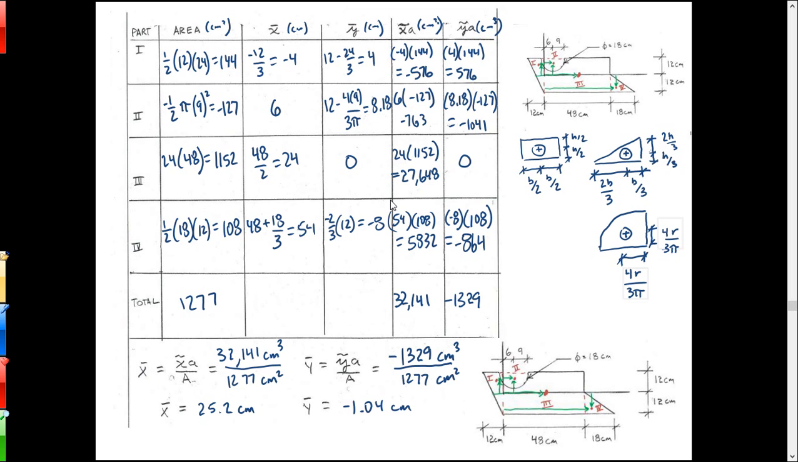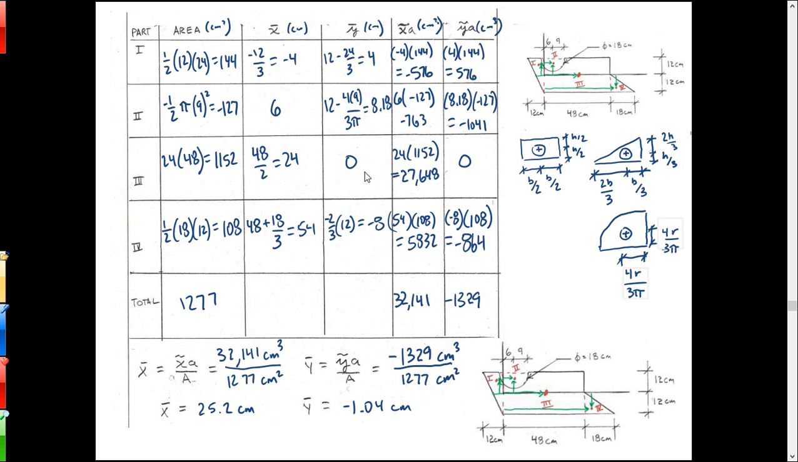And we use that centroid for a number of different things. In dynamics, we use a center of mass. And that's the point about which an object will rotate if it's traveling freely through space. And then in strength of materials, we use the centroid to calculate beam stresses.